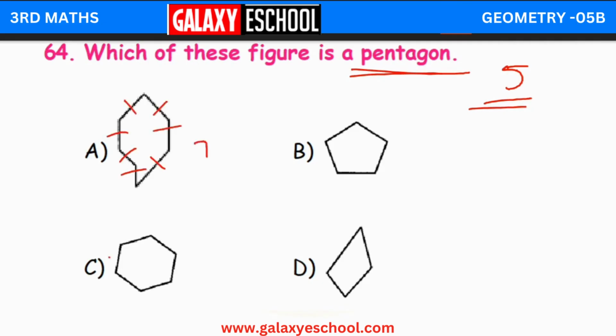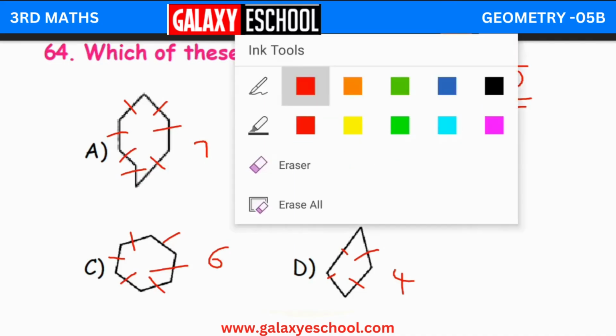7 sides. Option C, 1, 2, 3, 4, 5, 6. 6 sides. Option D has 4 sides. And option B has 5 sides. Now tell me from these, which is called a pentagon? Yes, option B. Option B is having 5 sides. So the figure in option B becomes our pentagon.